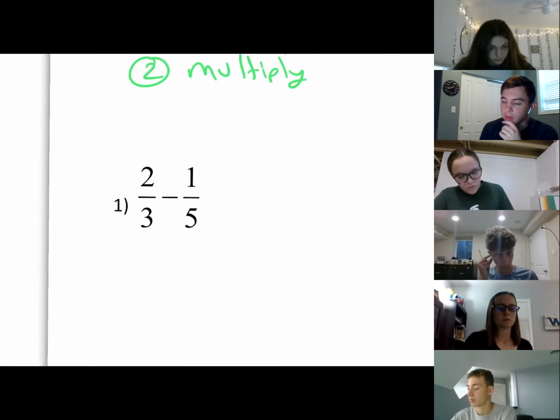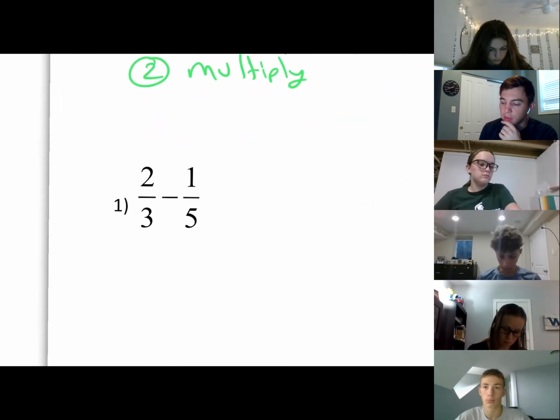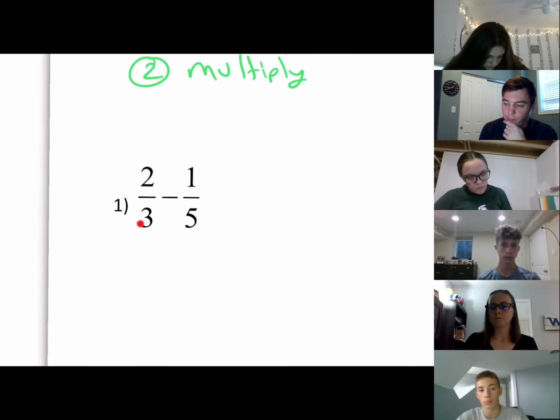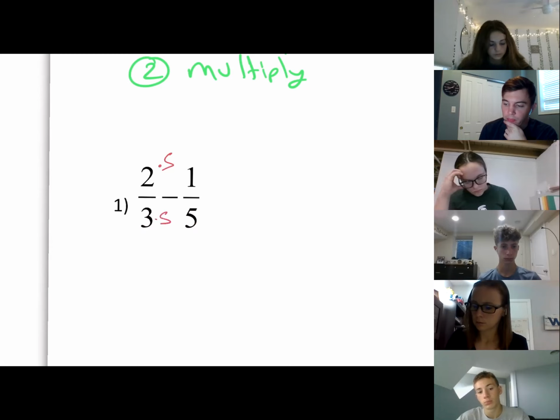Okay. So the first problem says 2/3 minus 1/5. The denominators are not the same, so we're going to get common denominators. I'm looking for what number I can multiply 3 and 5 by to get a common multiple. We could get to 15. So I need to multiply the first fraction by 5 on the top and the bottom, and the second fraction by 3 on the top and the bottom. And that'll get me the common denominator of 15.